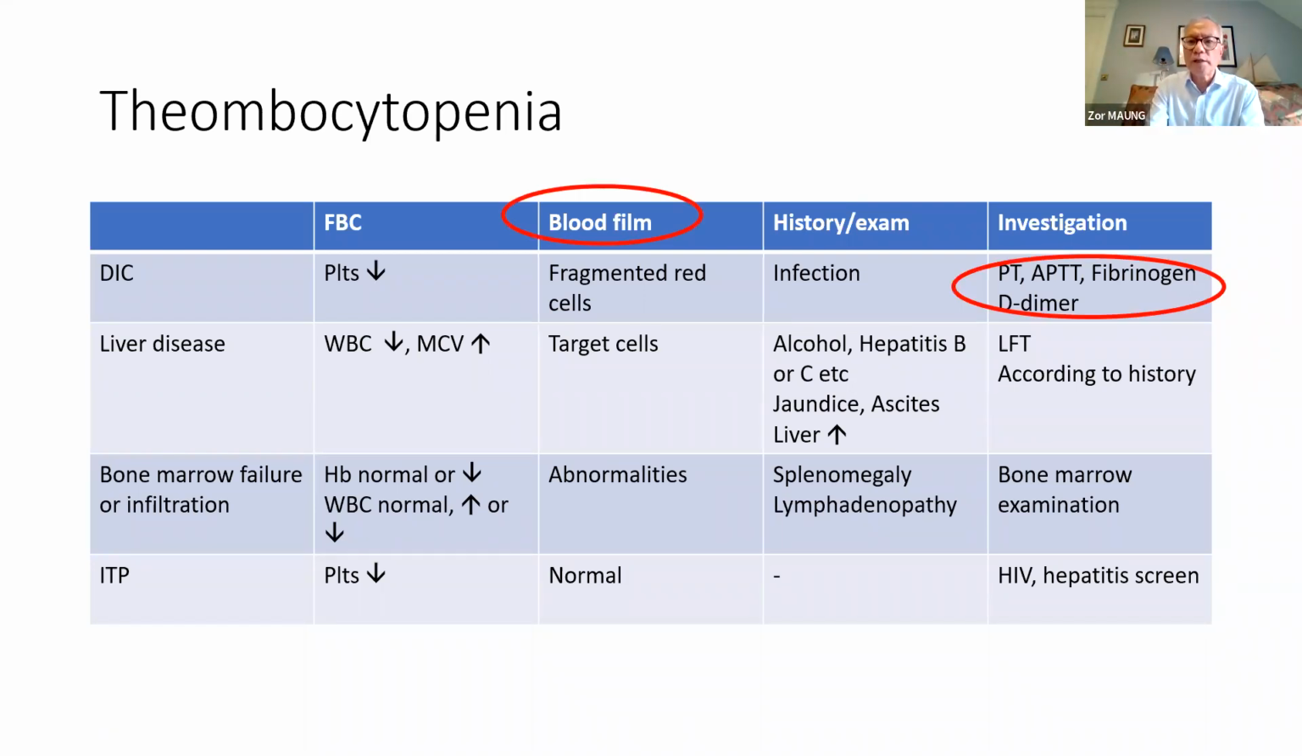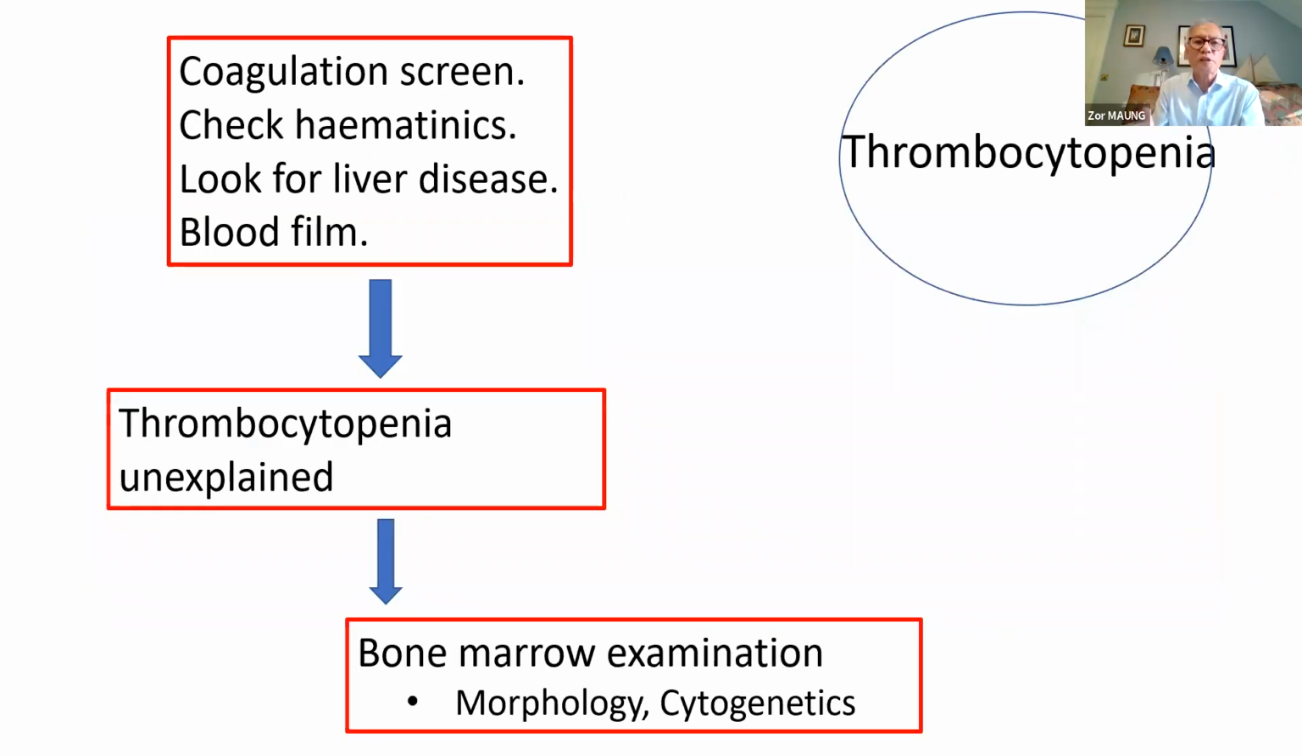So blood film and coagulation screen are important. So the algorithm is thrombocytopenia, check coagulation, and you can check folate, because sometimes folate deficiency can cause it, look for liver disease, and ask for a blood film. If thrombocytopenia is still unexplained, talk to the hematologist. The patient may need a bone marrow examination.